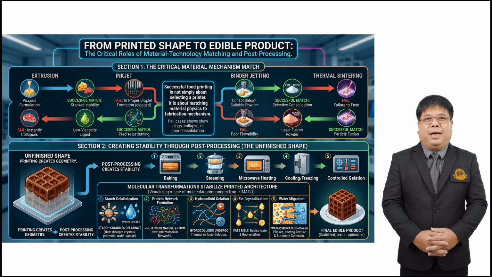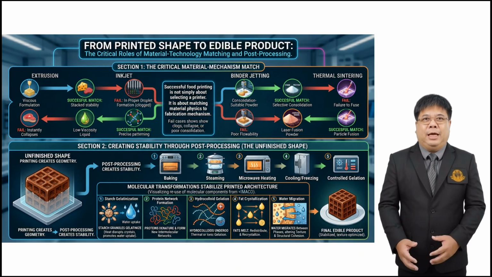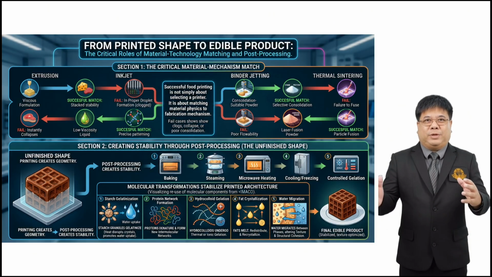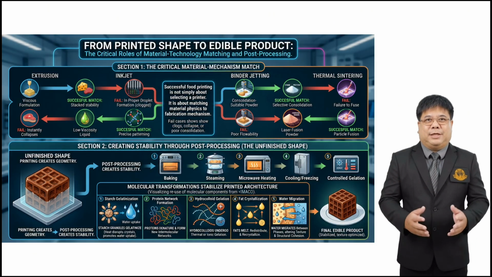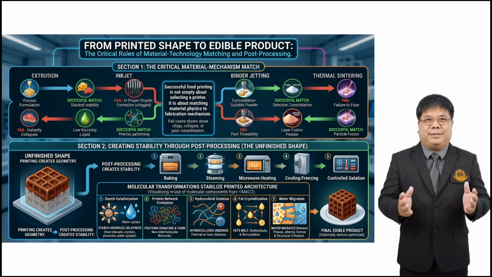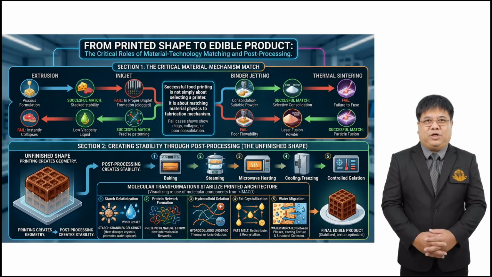A formulation optimized for extrusion may fail in inkjet printing. A powder suitable for binder jetting may not work in thermal sintering. A low-viscosity liquid that forms excellent droplets may collapse instantly in extrusion printing. So successful food printing is not simply about selecting a printer, it is about matching material physics to fabrication mechanism.